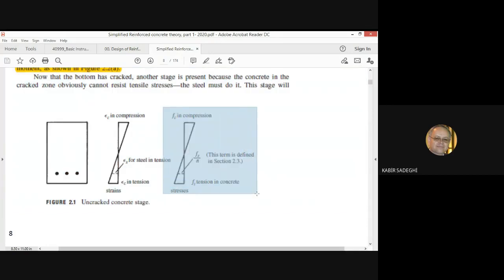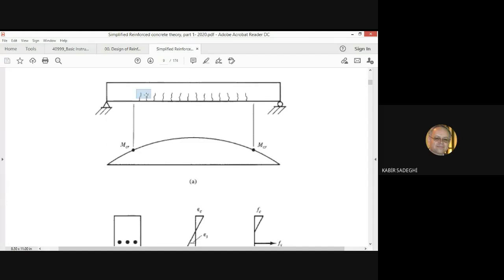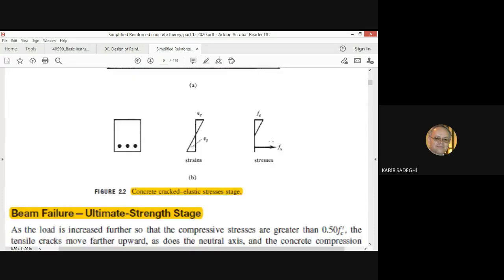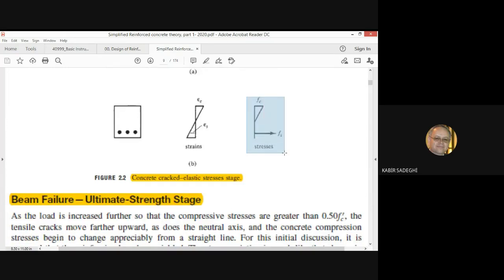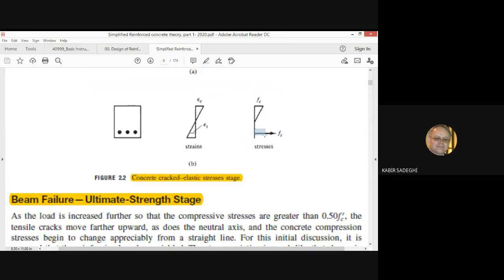But here, it's not too much load. When we increase the load, we see the cracks appear here in the tension zone. And then when we design the beam, we design just for the compression strength of the concrete, and we neglect the tension strength because it's cracked. There's no strength there. What we should do, instead of concrete, in this zone we use the reinforcement. And we apply reinforcement in the tensile zone.